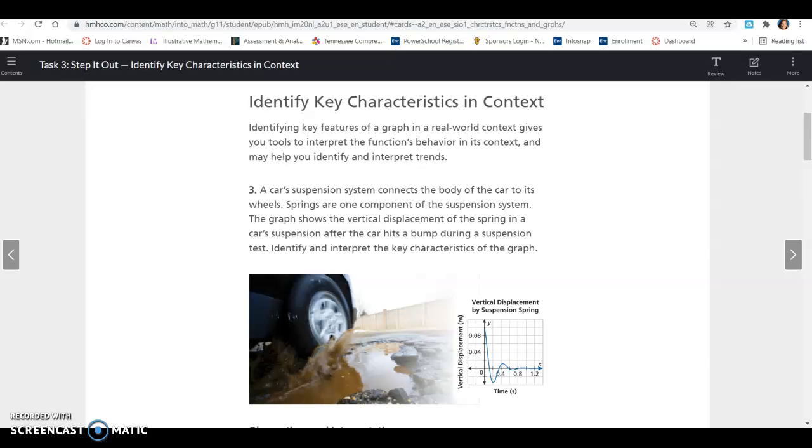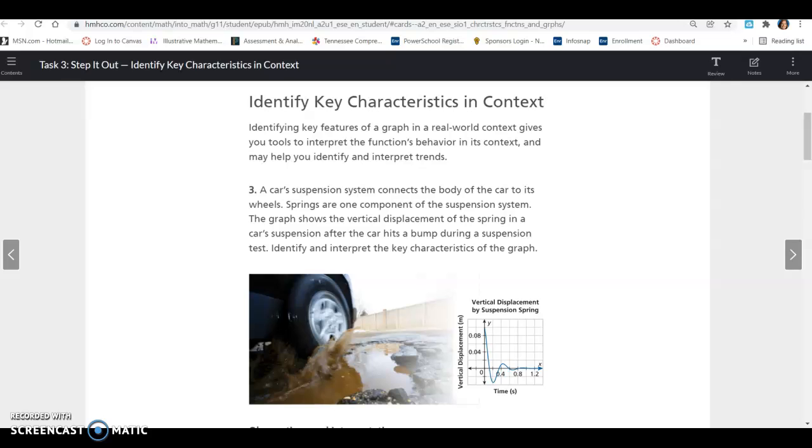Lesson 1.2, Task 3. Identify key characteristics in context. Identifying key features of a graph in a real-world context gives you tools to interpret the function's behavior in its context and may help you identify and interpret trends.